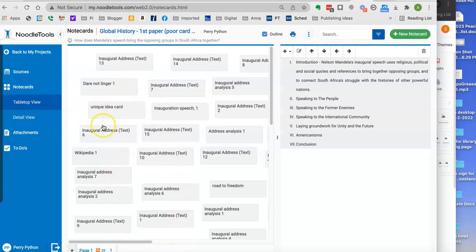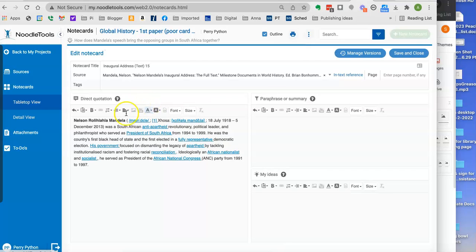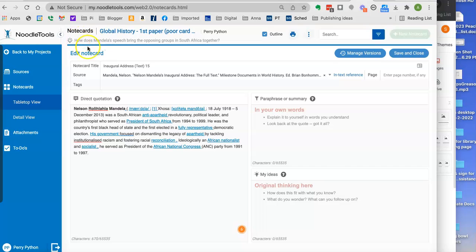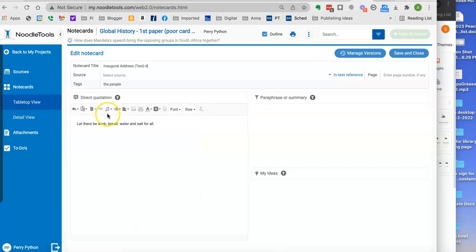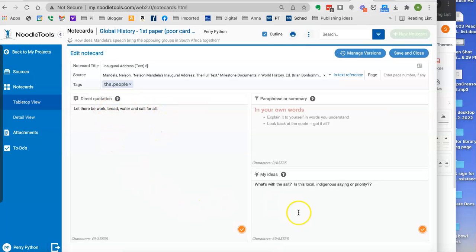I've got every single note card with a separate, unique title. Inaugural Address 1, Inaugural Address 2. I know where it came from, but I have no idea what's in the note card. Now, sure, I can open it up and see the information that's in there. I can do that for every single one and figure out where it needs to go.